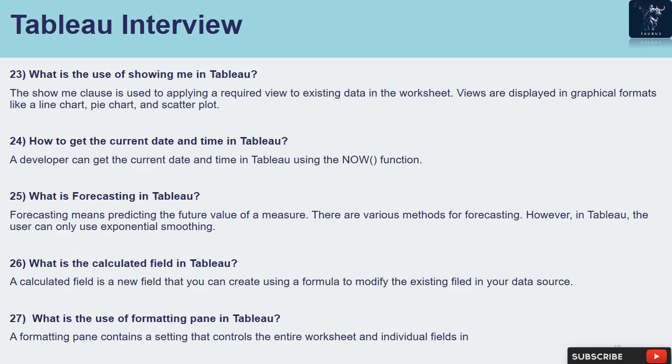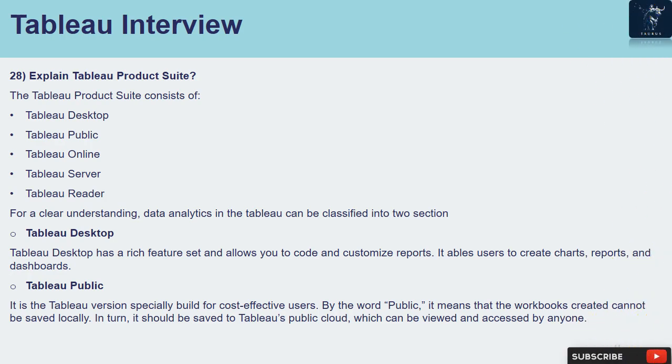27. What is the use of the formatting pane in Tableau? A formatting pane contains settings that control the entire worksheet and individual fields in it. 28. Explain Tableau Product Suite. The Tableau Product Suite consists of Tableau Desktop, Tableau Public, Tableau Online, Tableau Server, and Tableau Reader. For a clear understanding, data analytics in Tableau can be classified into two sections.